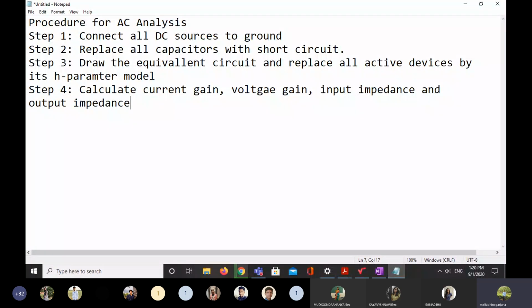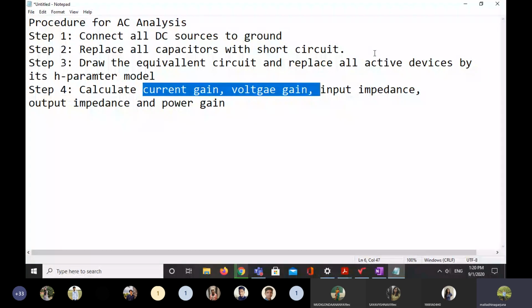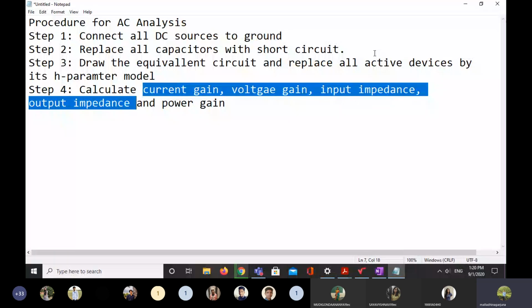Calculate voltage gain, current gain, input impedance and output impedance, and finally we can calculate power gain also. Except for the power gain, the remaining 4 parameters, that is the current gain, voltage gain, input impedance and output impedance, you can calculate by taking the source resistance into consideration, or by not taking the source resistance into consideration.